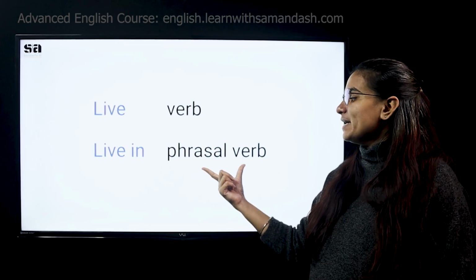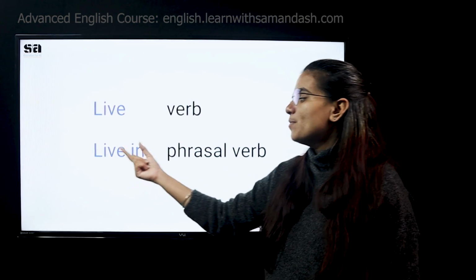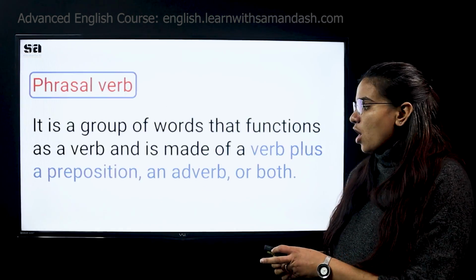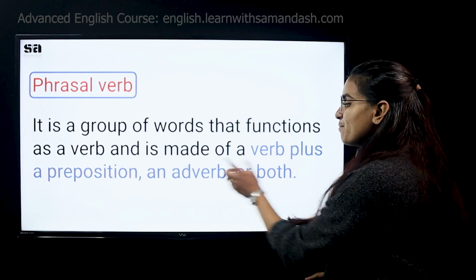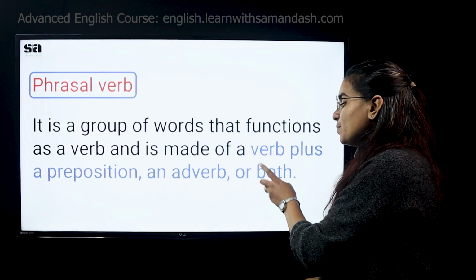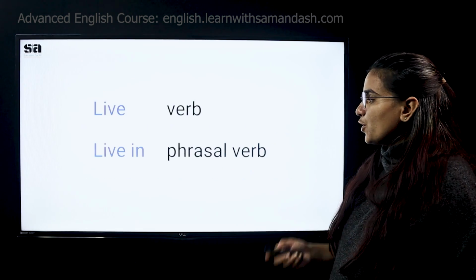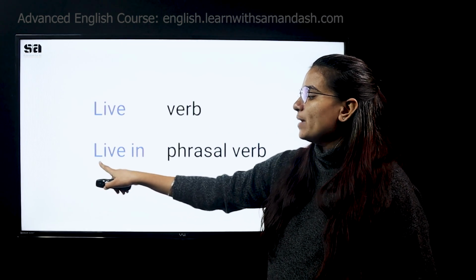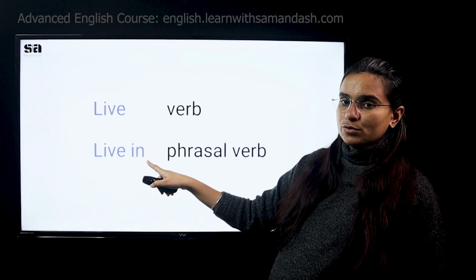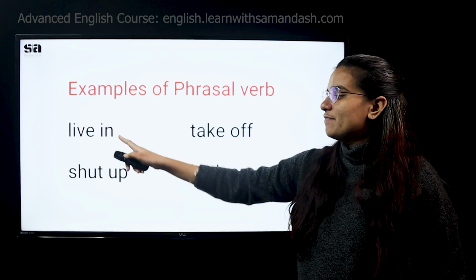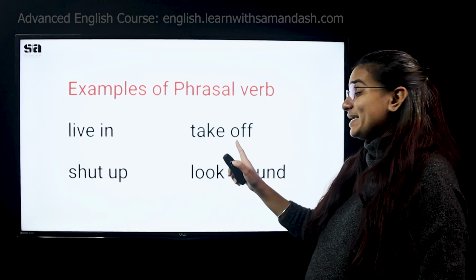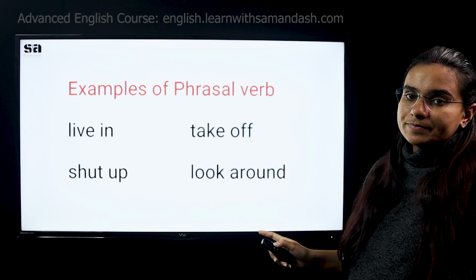So in order to make a phrasal verb, I need a verb plus a preposition, or sometimes you can also have an adverb, or you can have preposition plus adverb together. Okay, so in order to make a phrasal verb, I had to add a verb plus a preposition. Now, you have a couple of examples on your screen.